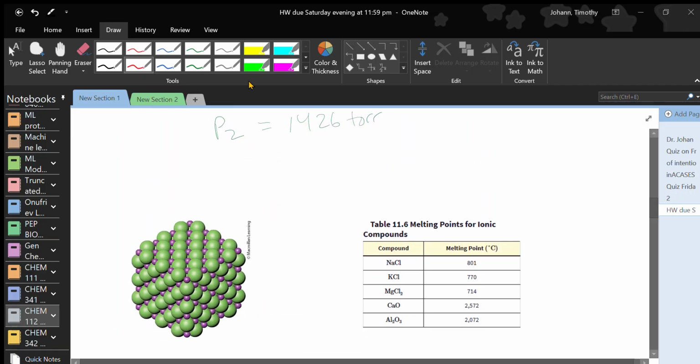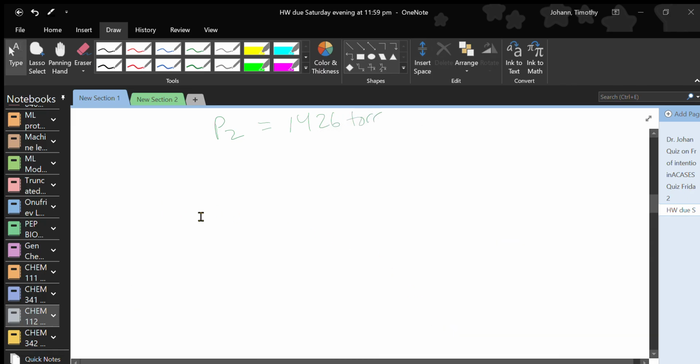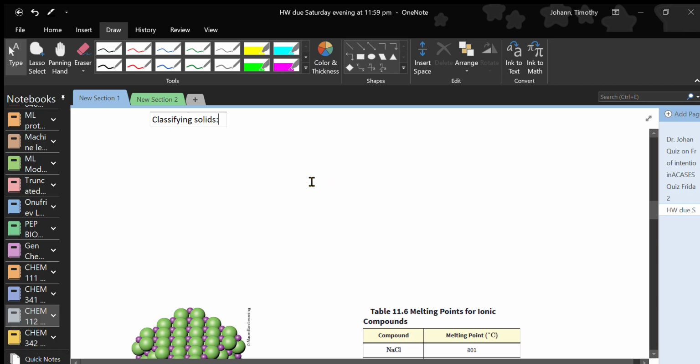This part of the chapter is called classifying solids. It's going to be mostly descriptive. We're going to have some nice, fun reasoning stuff here at the beginning, but we're going to be classifying solids into various groups and talking about their properties. So the first thing we're going to talk about is ionic solids. Can everybody see that or should I make it bigger?